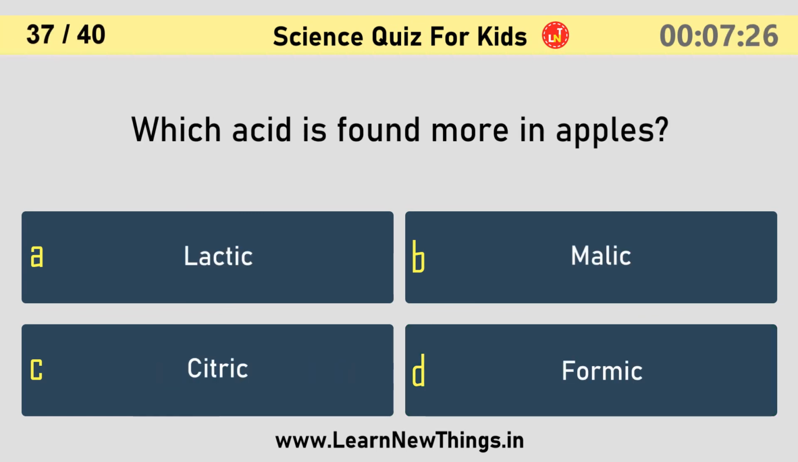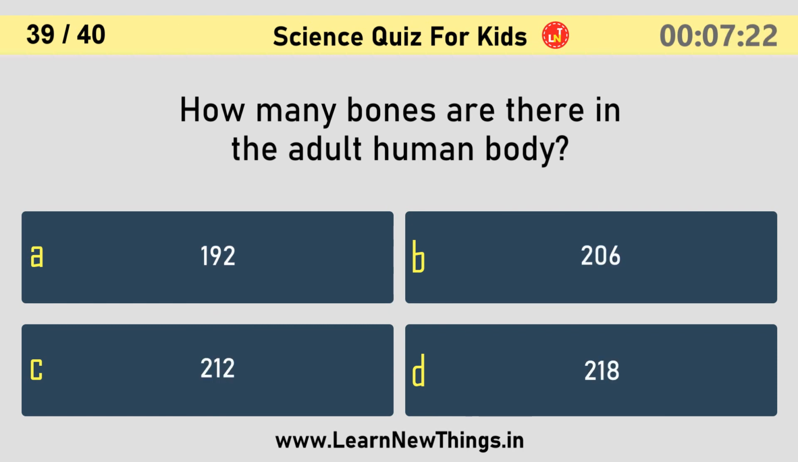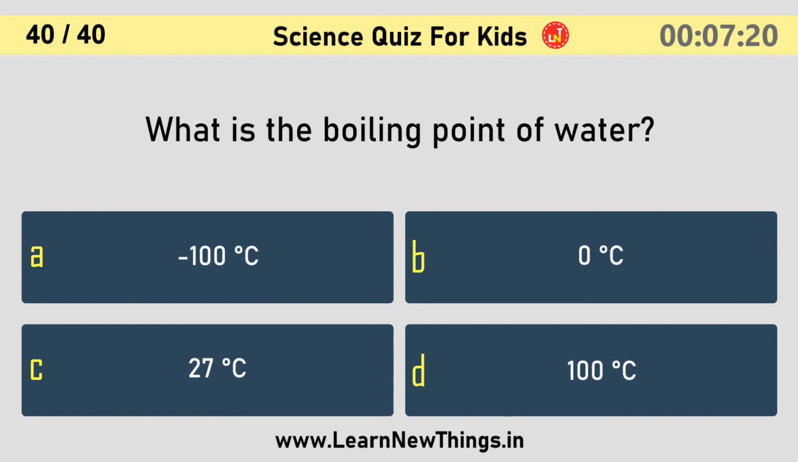Which acid is found more in apples? Malic. The rate of change of velocity of an object with respect to time is called acceleration. How many bones are there in the adult human body? 206. What is the boiling point of water? 100 degrees Celsius.